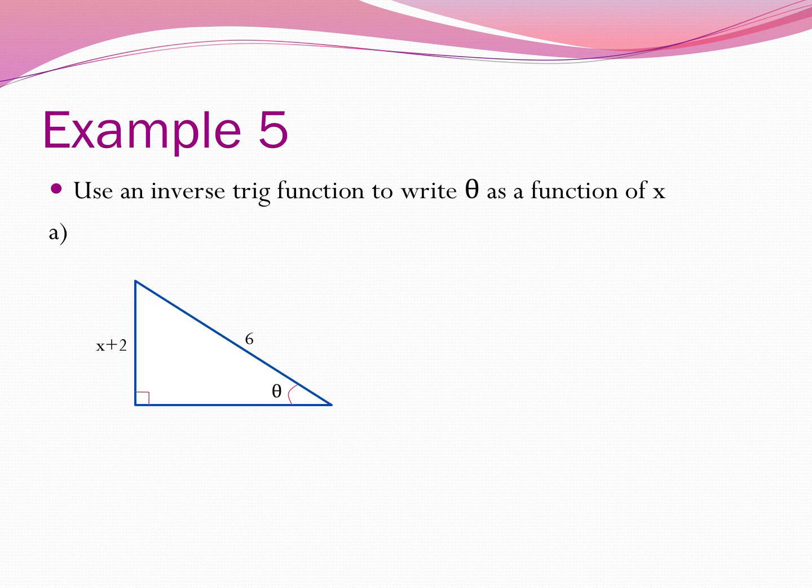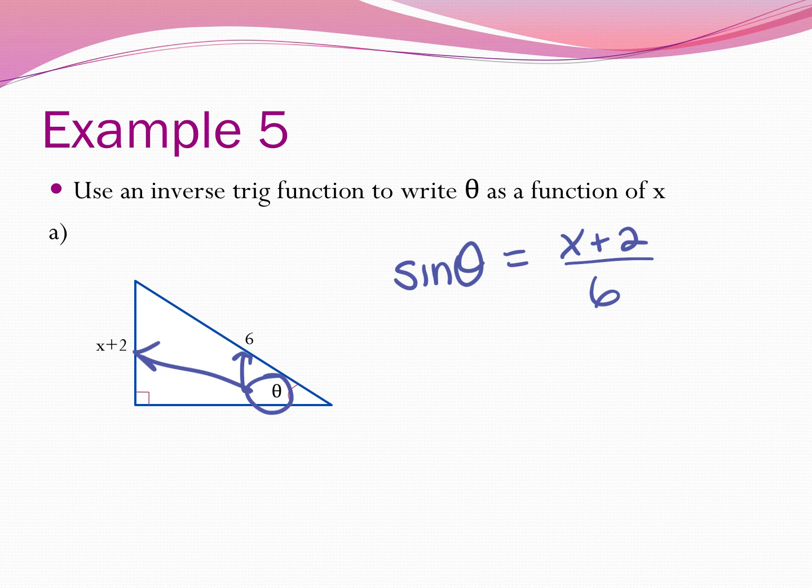All right, this says use an inverse trig function to write theta as a function of x. So we're back to SOHCAHTOA. We have our right triangle, right? So if theta is here, what's the relationship to that side? Opposite, this one? Hypotenuse. So which trig function am I going to use? Sine. So the sine of theta would equal x plus 2 over 6.